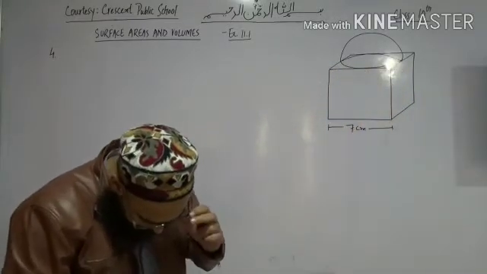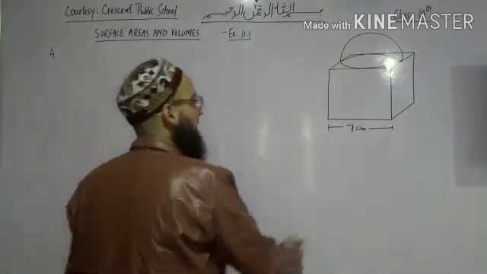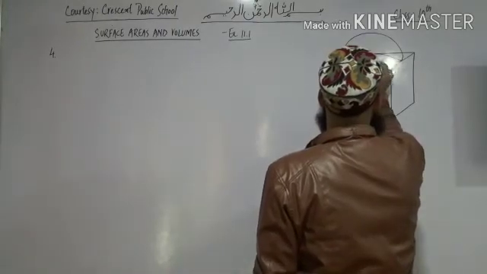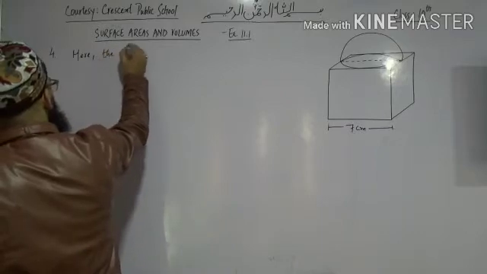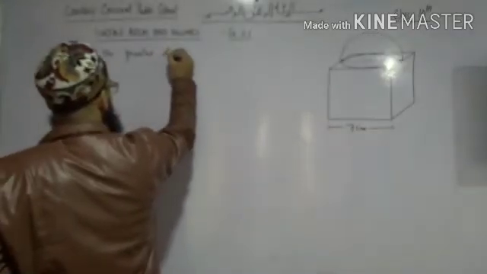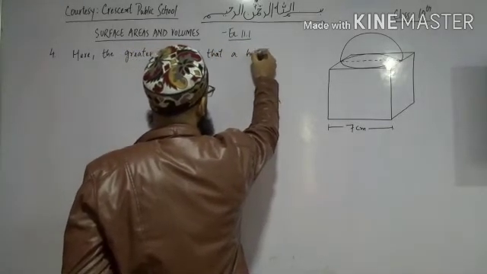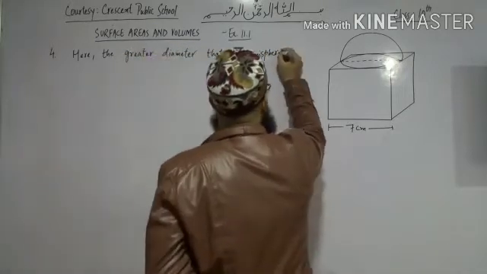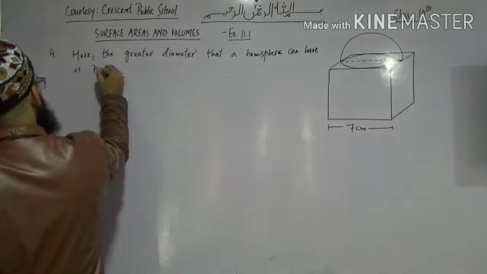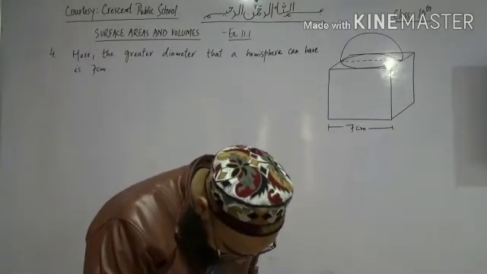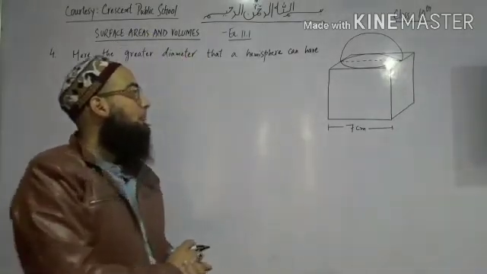Got it? Is surmounted by a hemisphere. What is the greatest diameter a hemisphere can have? Yes, it's 7 centimeters, because this is the diameter. The greatest diameter that a hemisphere can have is 7 centimeters. Then it says find the surface area of the solid. You need to find the total surface area of this solid, the cube surmounted by a hemisphere.